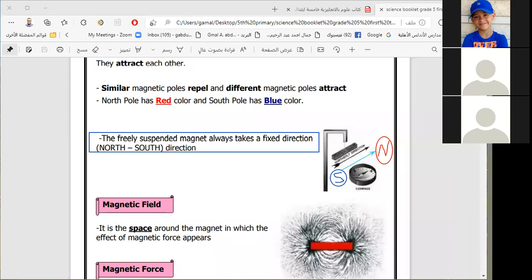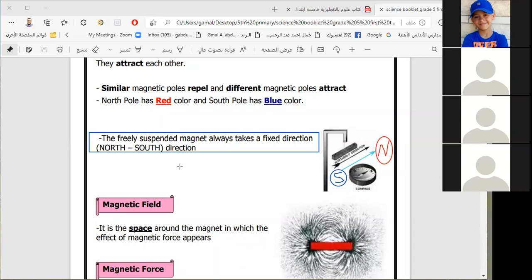Malik, can you repeat it again, please? Malik Mahmoud, are you ready to repeat it again? Yes. The freely suspended magnet always takes a fixed direction, north and south direction. Thank you, Malik. Thank you, my son. Thank you very much.